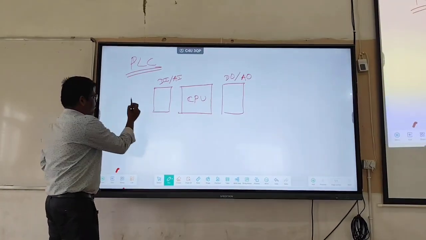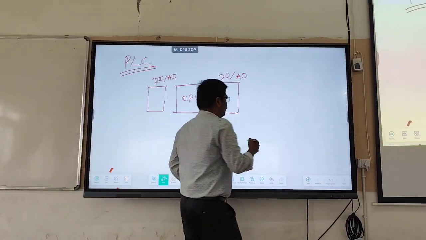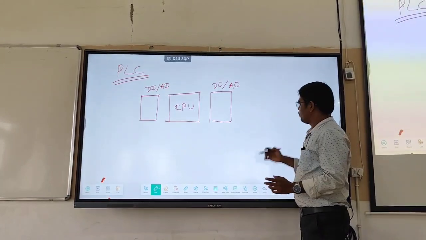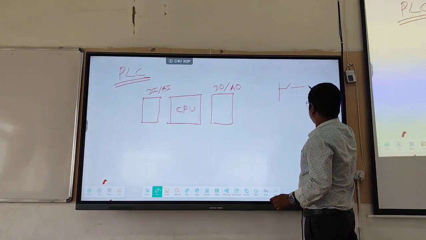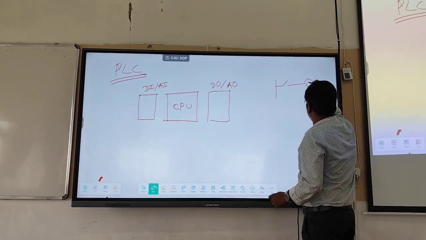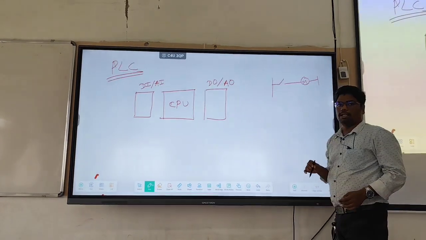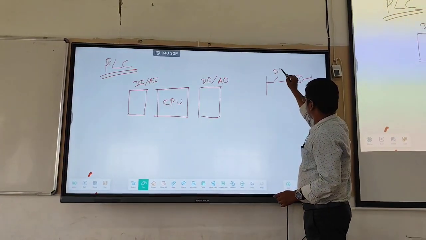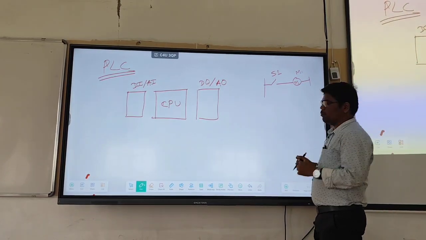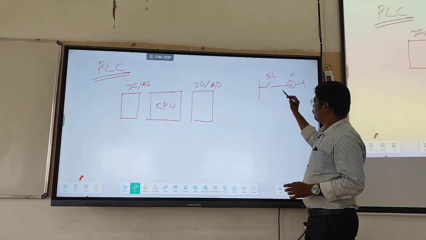Maybe one digital input, one digital output, maybe multiple digital input and output, or analog input and output. So what happens when we take any kind of input? If you take a simple input system, you have a switch here and you have to run a motor here. This is a simple task. So this is switch one, motor is one. Simple, nothing.